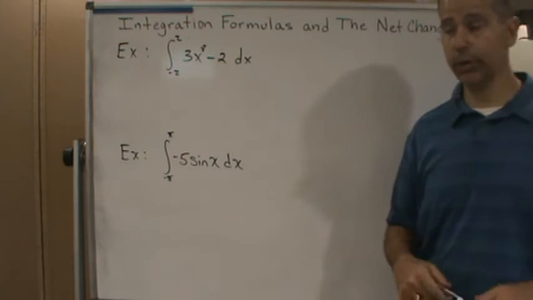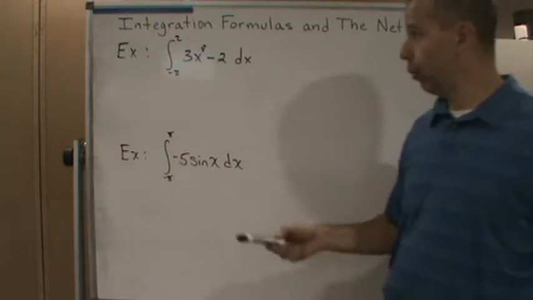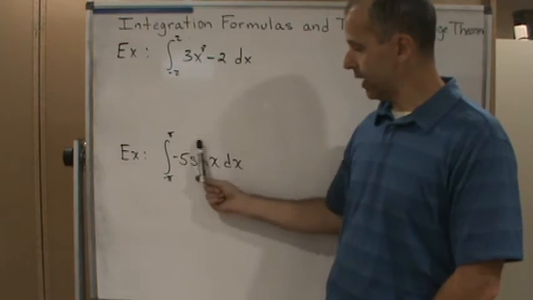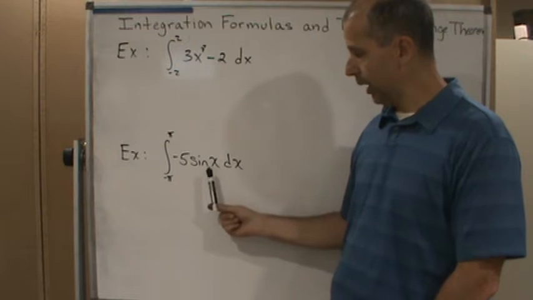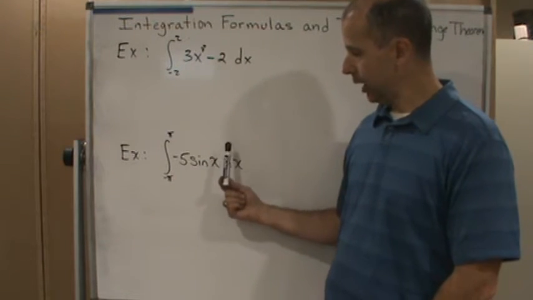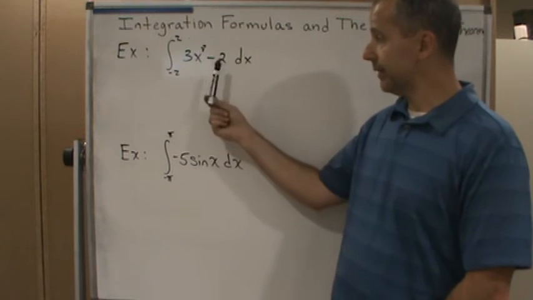Okay, welcome back. Now we're going to do a couple of examples. One is an even function and one is an odd function. So you can tell that this is an odd function. Well, one, you should know that sine x is an odd function. Okay, so this is an odd function. And then this is an even function.